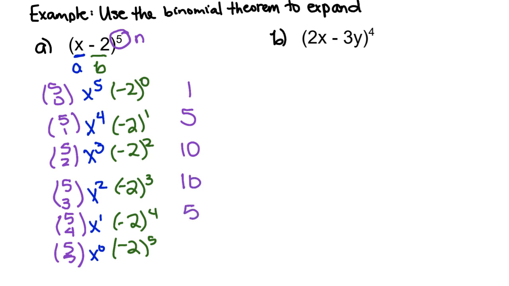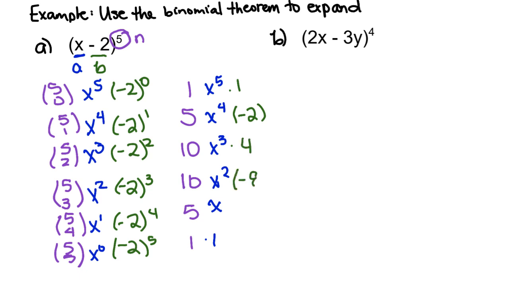So now I can just copy those numbers over. Then I have x to the 5th, x to the 4th, x cubed, x squared, and x to the 0 is just 1. Then I'm going to look at the -2. Negative 2 to the 0 is just 1. Negative 2 to the 1st is negative 2. Negative 2 squared is 4. Negative 8, 16, negative 32.